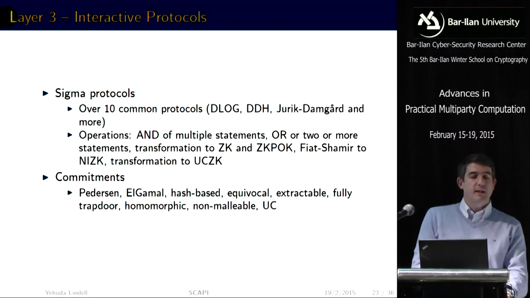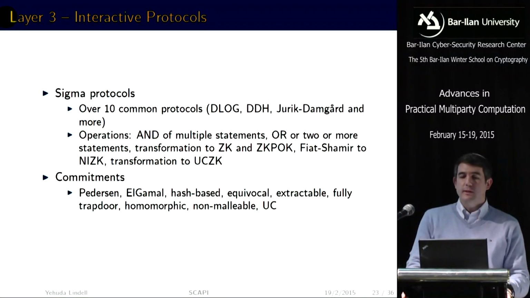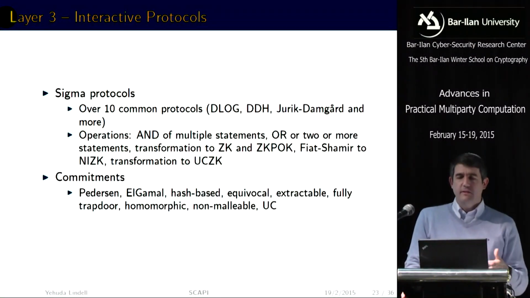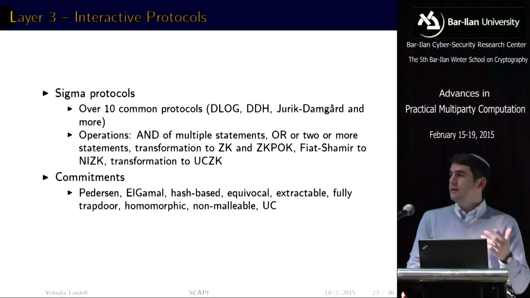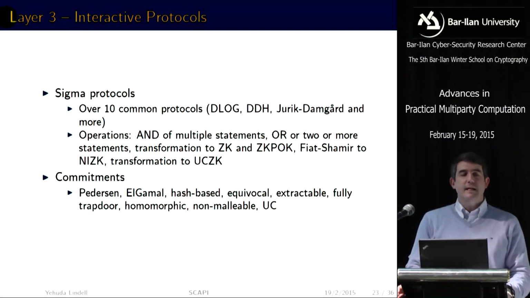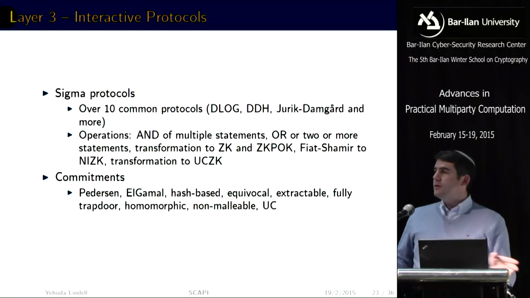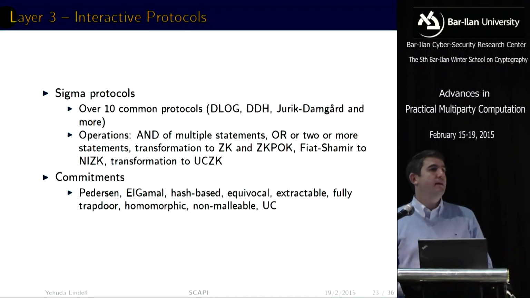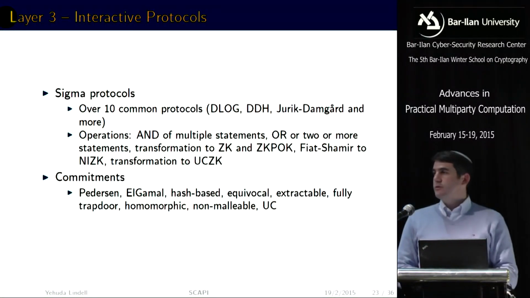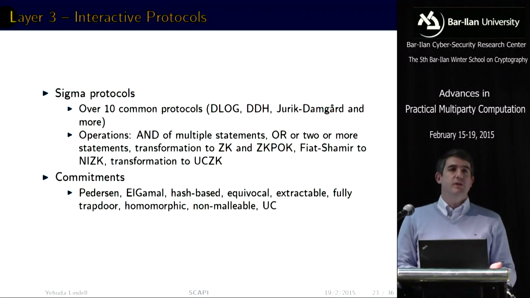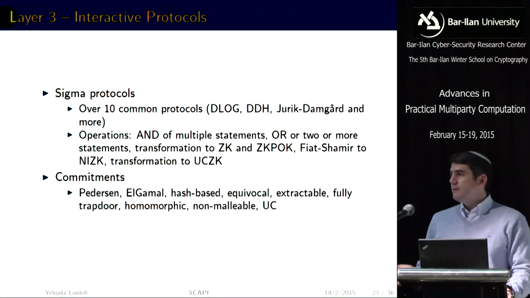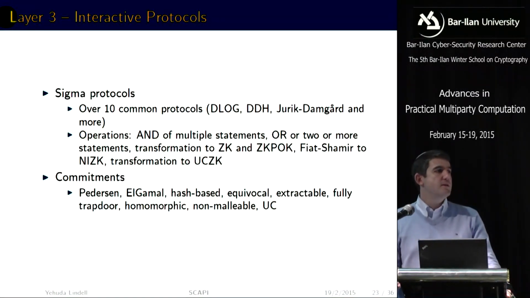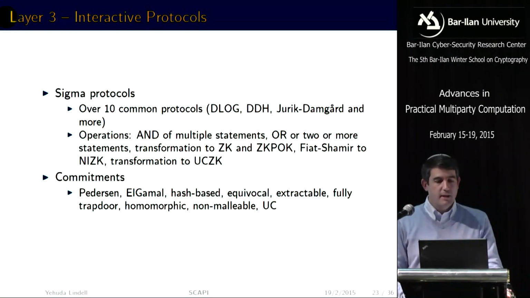And the third layer, which is interactive protocols, is the things that we really need for secure computation. One thing we have is Sigma protocols, and there we have, I think, 10 to 15 different common protocols with proofs relating to DLog and DDH and Damgard-Jurik and more. You can take any set of Sigma protocols and do ANDs and ORs over them, and you'll get back another Sigma protocol, which you can then transform into zero knowledge, or zero knowledge proof of knowledge using interaction with standard assumptions, or you can do Fiat-Shamir to get non-interactive zero knowledge. You can also transform to a UC zero knowledge. So all of that is inside already.